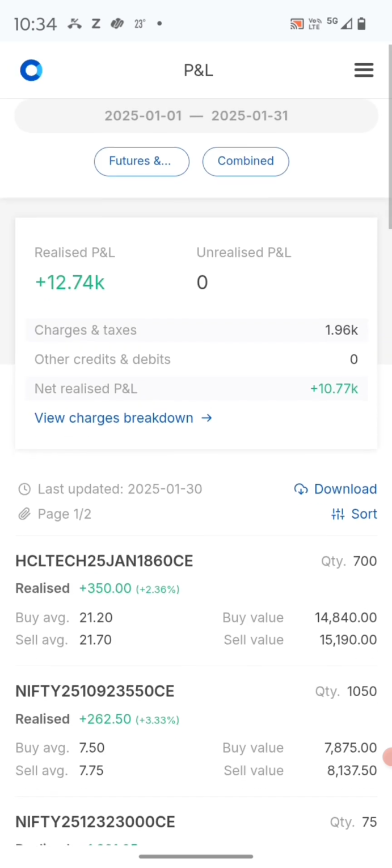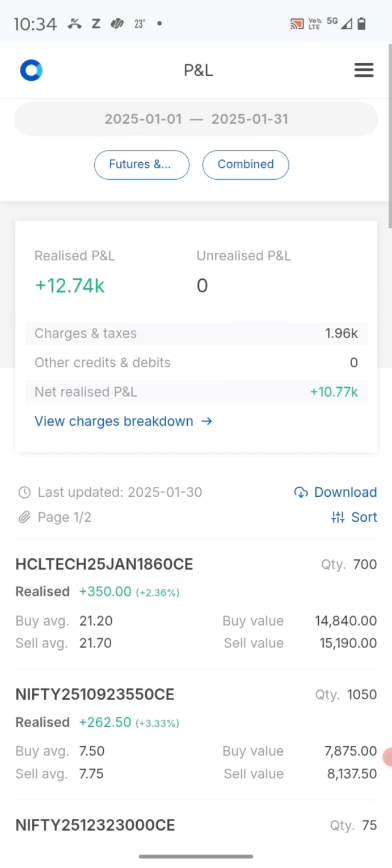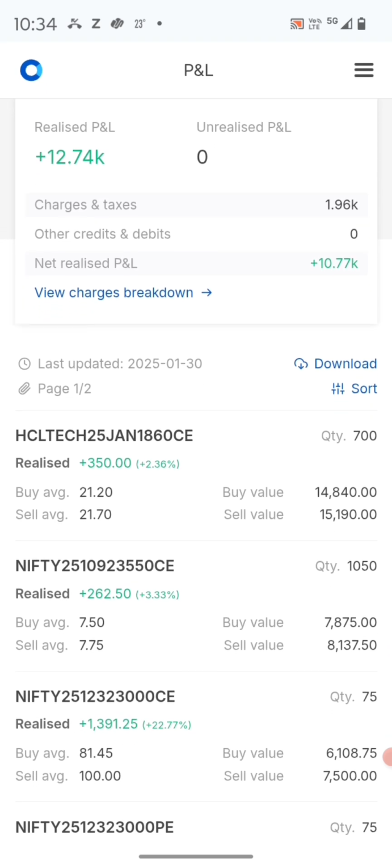So there it is. It clearly says for this January month we had a total profit of 12,740, out of which 1,960 is different charges and taxes. Our net profit has been 10,770 or something like that. So let's go ahead and take note of this.